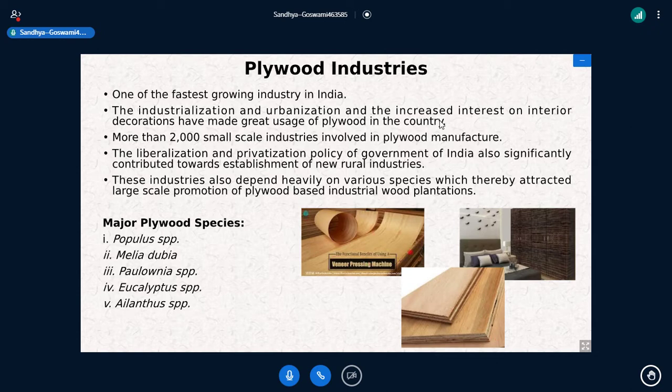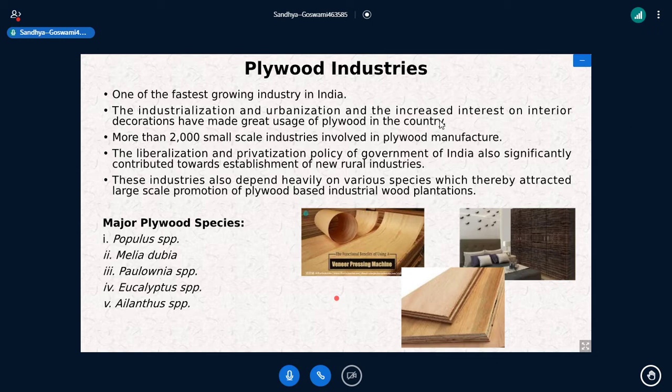Okay, so plywood industry is another very, very important industry, as in our daily use, lot many products are based upon plywood, and plywood industry, that is why considered as one of the fastest growing industry in India, right, fastest growing industry. Whatever interior decorations people are doing nowadays, it is done by the plywood. And in our country, more than 2,000 small scale industries we do have, those are doing plywood manufacturing, right.